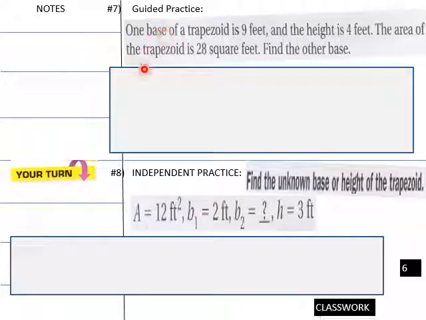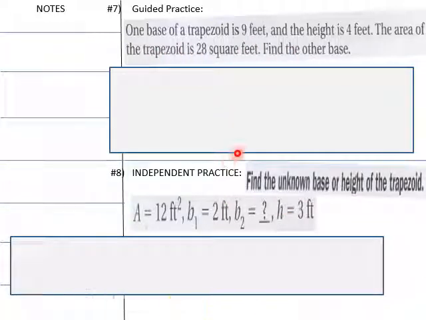Okay, let's go into our guided practice. One base of a trapezoid is 9 feet, and the height is 4 feet. The area of the trapezoid is 28 square feet. Find the other base. So we need to find the other base, and then down here, find the unknown base or height. So we have area is 12 square feet. Base 1 is 2 feet. Base 2 we don't know, and then h is 3, students. So you'll do that one. Let's do this one first.